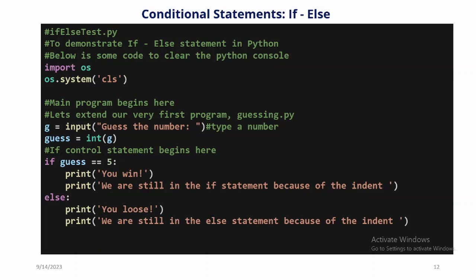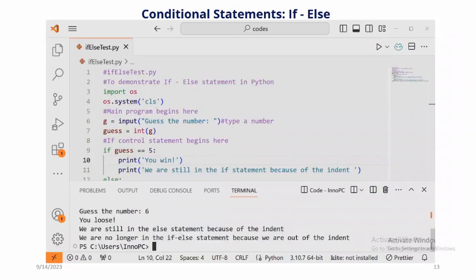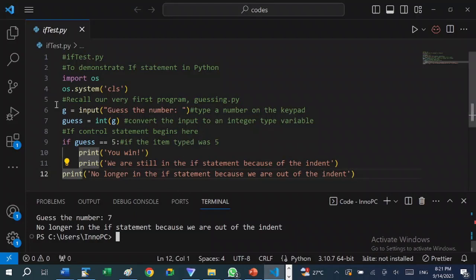We are still in the else statement because of the indent. Finally, we get out of the indent. We are no longer in the if else statement because we are out of the indent. Now, if you run the program, this is what the output is going to look like. So we'll go now to see the Python example.